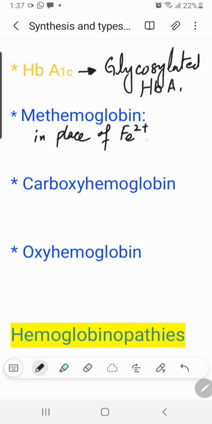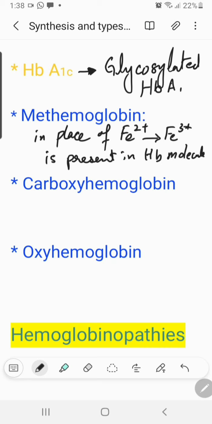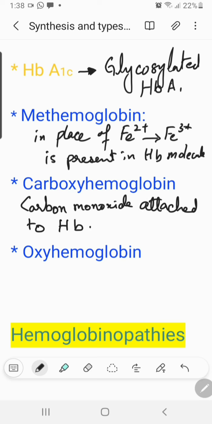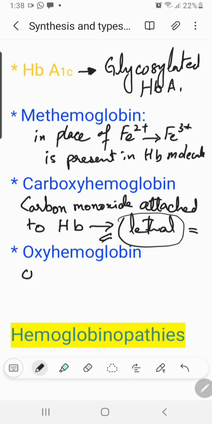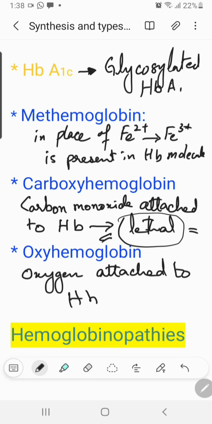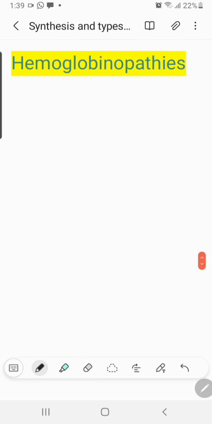Now comes methemoglobin, in which the hemoglobin is attached to and formed by the ferric ion instead of the ferrous ion. This form is very small in quantity but is present to some extent. Carboxyhemoglobin is a very lethal form of hemoglobin in which carbon monoxide is attached to the hemoglobin, which decreases or causes a total lack of oxygen combination with the hemoglobin. Then we have oxyhemoglobin, that is hemoglobin attached to oxygen.